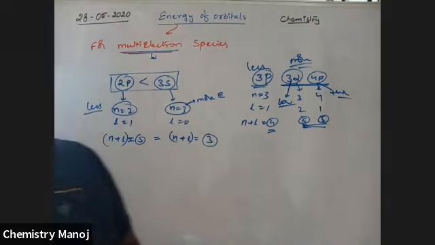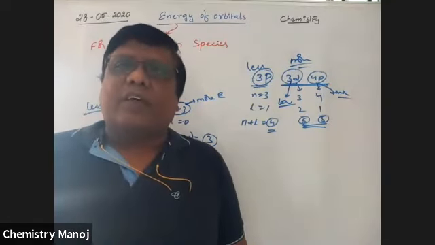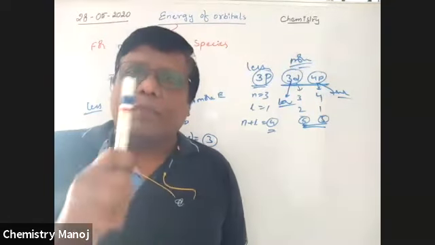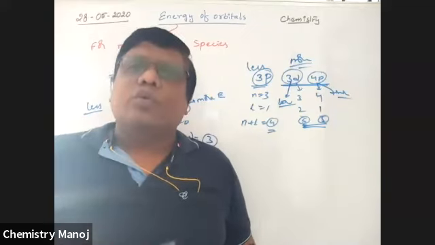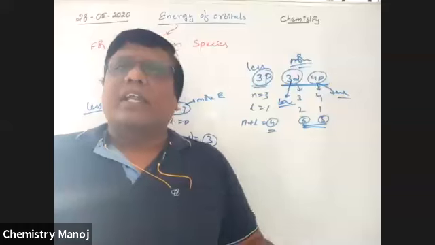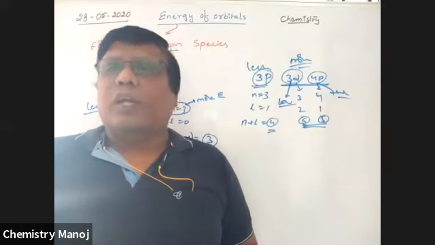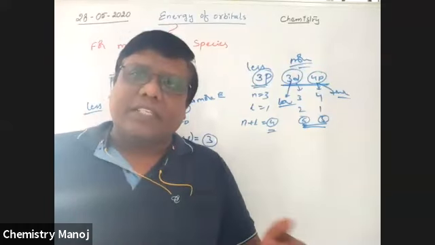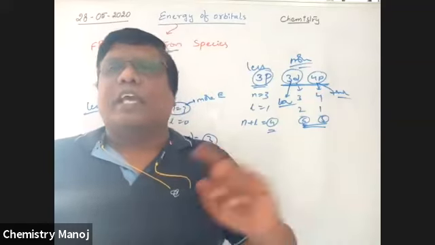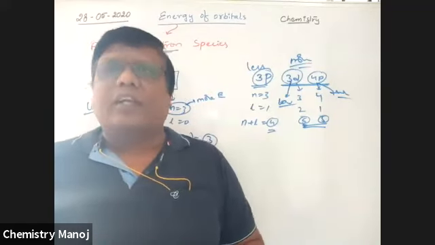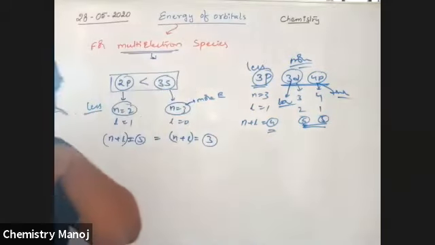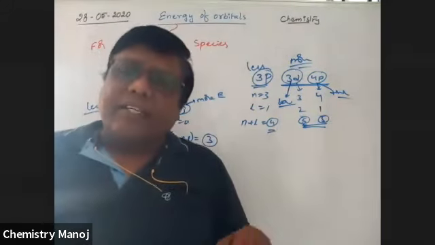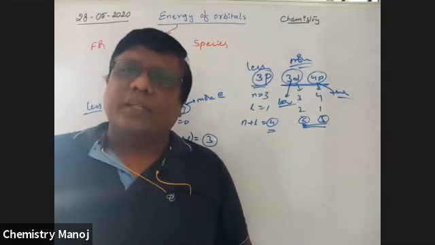So whenever n plus l values are the same, use the n value. First of all, you decide using the n plus l value. If n plus l values are not the same, then automatically continue: those having a lower n plus l value have less energy, and a higher n plus l value means more energy. But if n plus l values are the same, then only you use the n rule. This is the way to identify which one has less energy and which one has more energy.